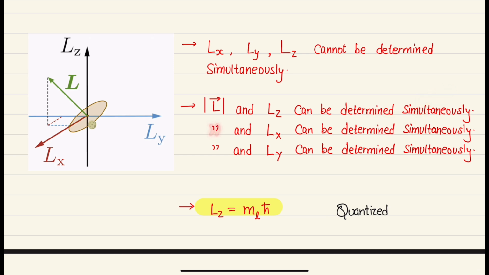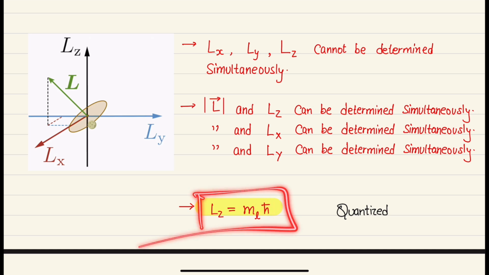Similarly, the magnitude of angular momentum and the component of Lx, meaning the component of orbital angular momentum in the x direction, we can determine simultaneously. Similarly, the magnitude of the L vector and Ly can be determined simultaneously. And from quantum mechanics, this is the result given: Lz, the angular momentum in the z direction, is equal to ml h cut, or h cross.